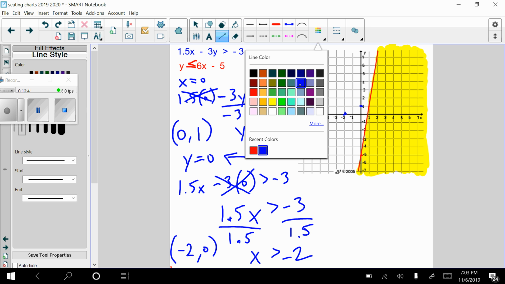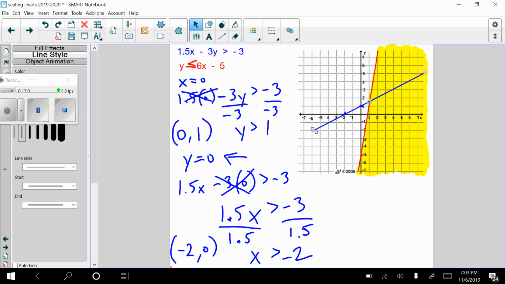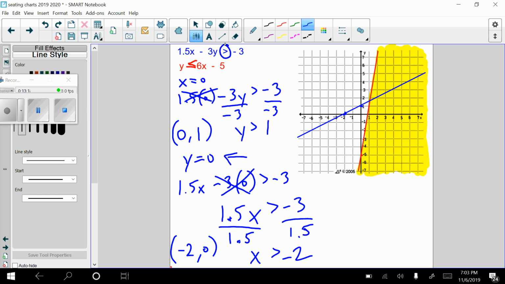It's blue now. So I come over here and I draw through those 2 points. I'll extend the line all the way across the graph like I told you to do. And my last thing, I need to determine, is that a dashed line or is that a solid line? Well, in this case, my symbol is only a greater than. There's no equal to part to that symbol.